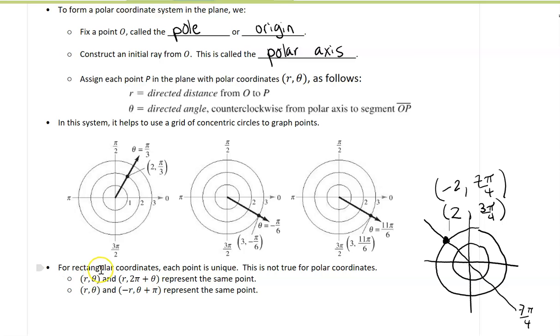So a couple of ways that this happens is obviously with coterminal angles, like in this case, if you add 2π to the angle, you have the same point if r stays the same. But also, if you add π to the angle and change the sign of r, you end up with the same point. So this would be an example of that case.